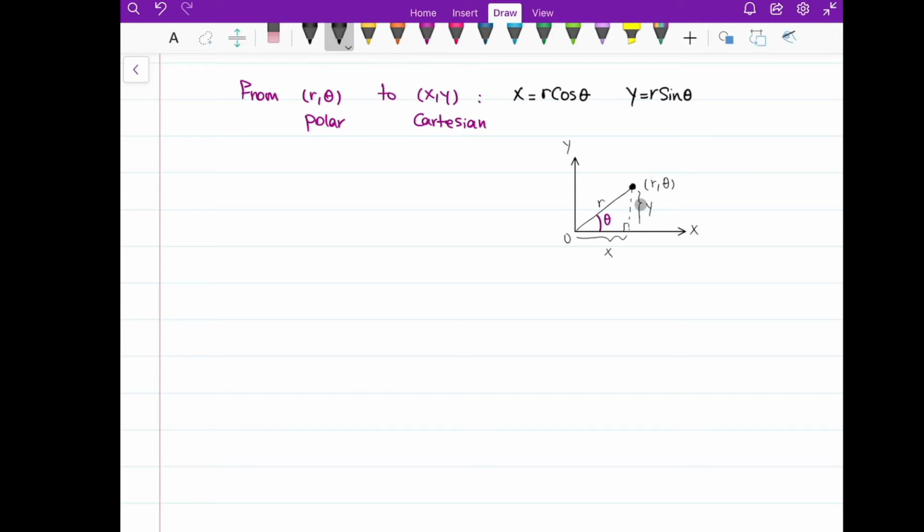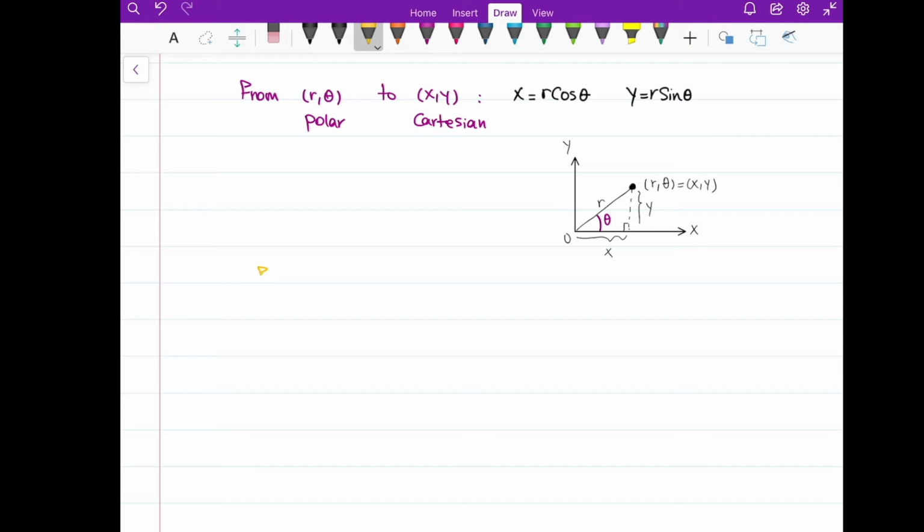And using trigonometry, I know that this side in here would be r sine theta, and then this side in here, which would be the x, would be r cosine theta, to get the same point in the Cartesian.